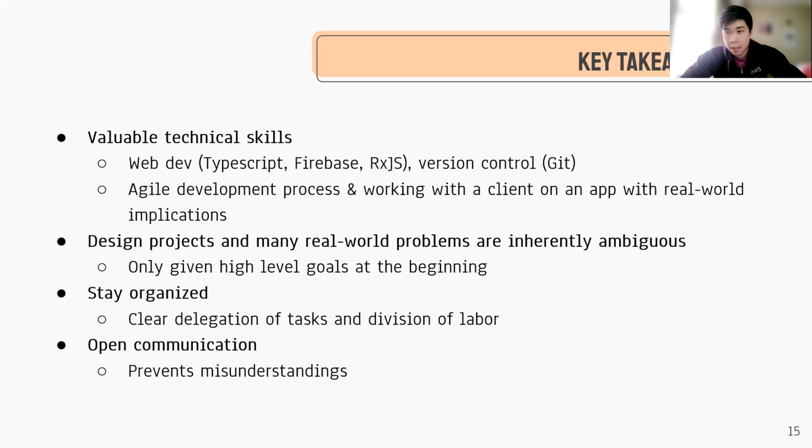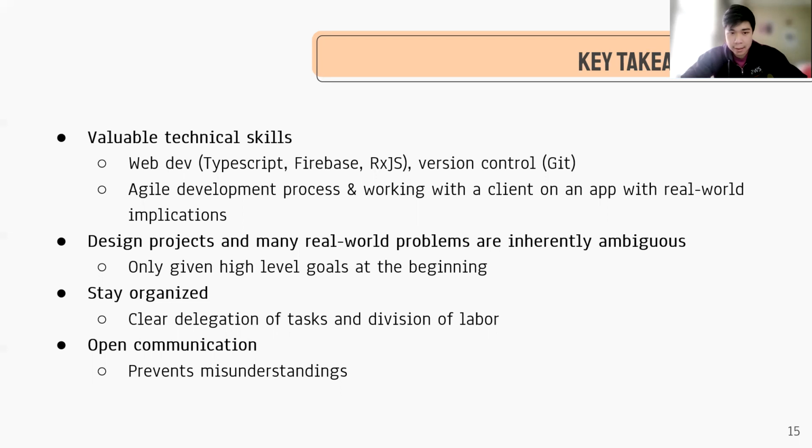The next lesson I learned is that staying organized can go a long way, right? A clear delegation of tasks and division of labor can help save a lot of time and make progress move along a lot faster. In the case of our project, we had very good project management from the beginning. We had this agile backlog, and everyone knew who was doing what, and without that we couldn't have gotten this far.